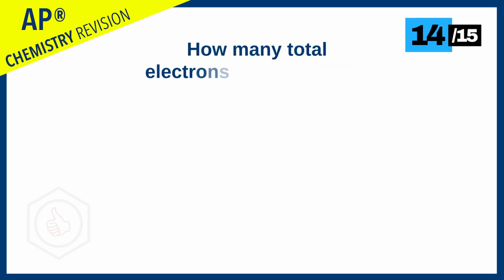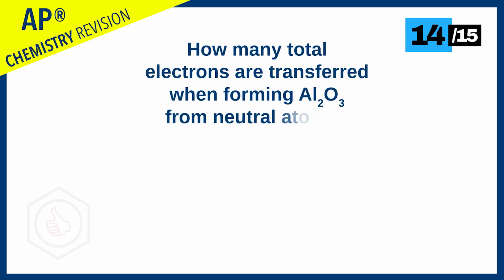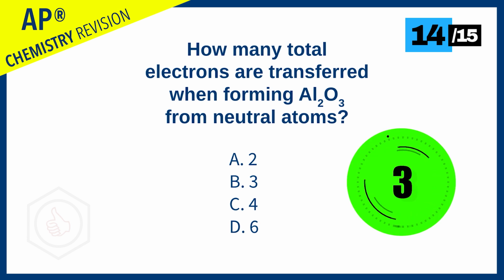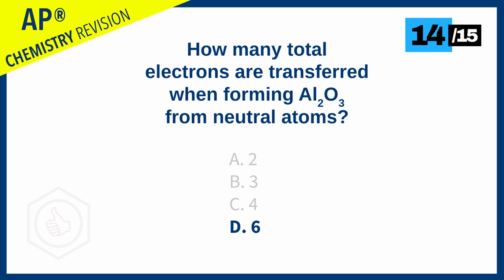How many total electrons are transferred when forming Al2O3 from neutral atoms? 2, 3, 4, or 6? The answer is 6, because each Al will lose 3 electrons and each oxygen will gain 2 electrons. Well, 2 aluminiums losing 3 electrons means 6 electrons get lost by those, and 3 oxygens gaining 2 electrons means 6 electrons get gained by the oxygen atoms. So 6 electrons are transferred in total.